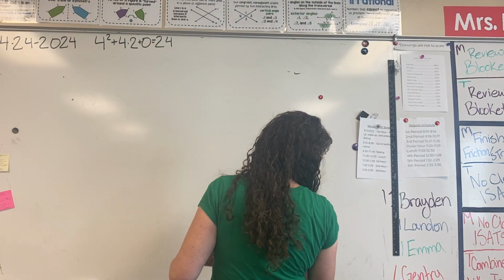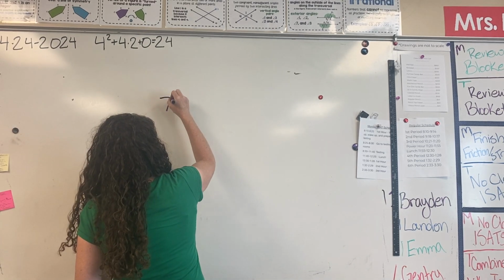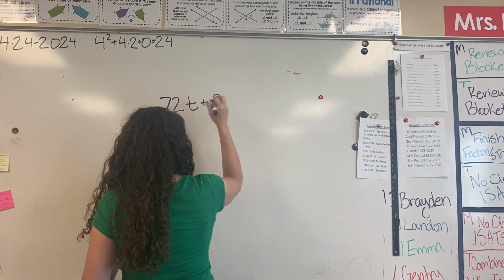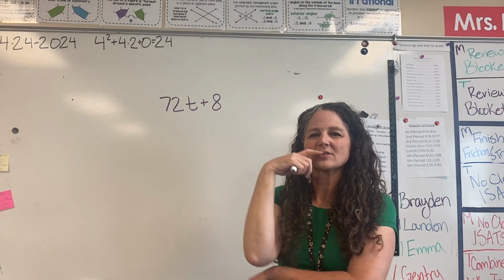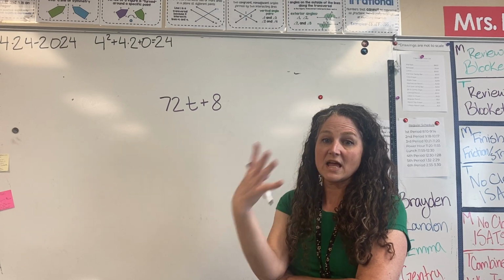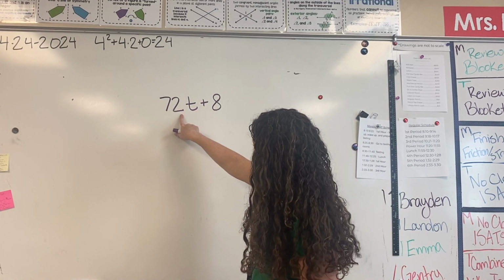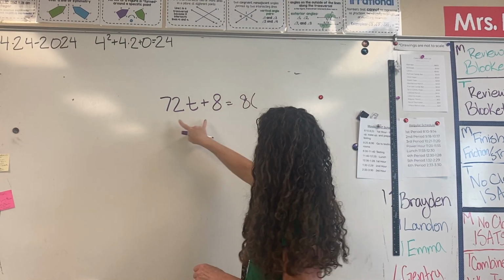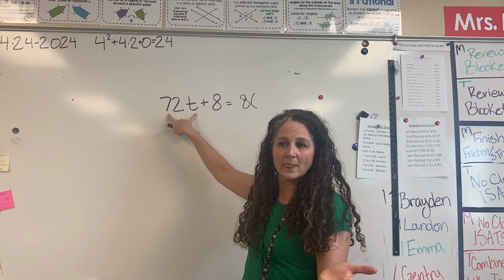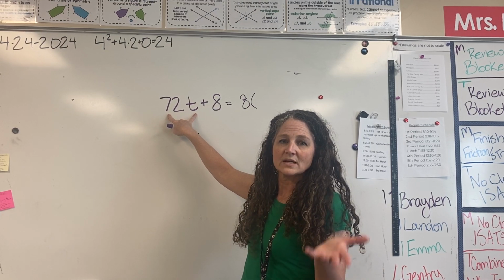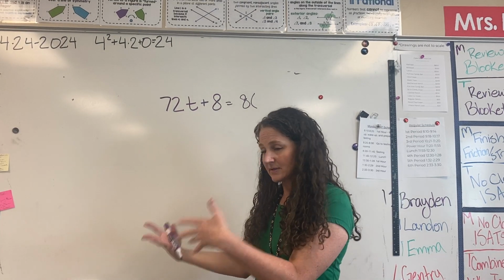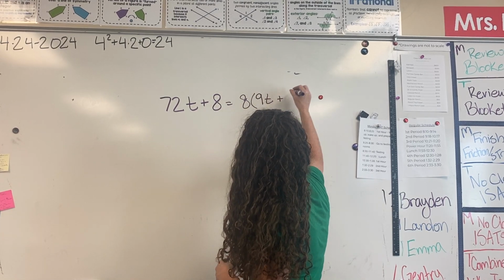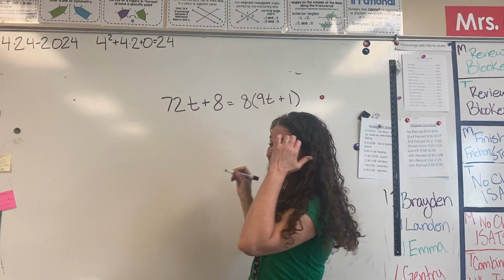So let's pretend we have 72t plus 8. What is the greatest common factor of these two? 8. We can divide 72 by 8, and we can divide 8 by 8. So we're going to pull out an 8. What is 72t divided by 8? 9t, not 90, but 9t. And then what's 8 divided by 8? 1.